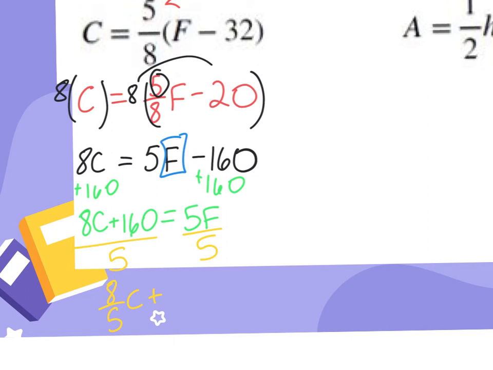Type it in a calculator. 32 equals F. And that's our answer.